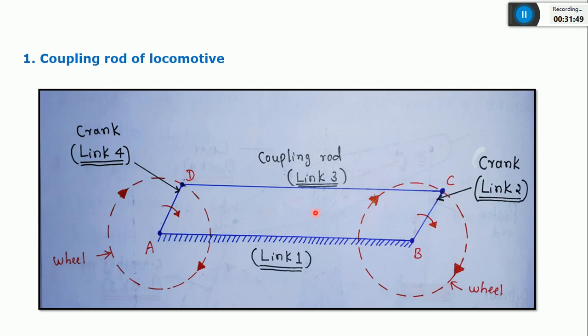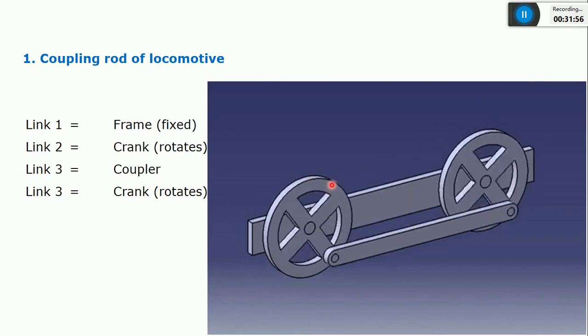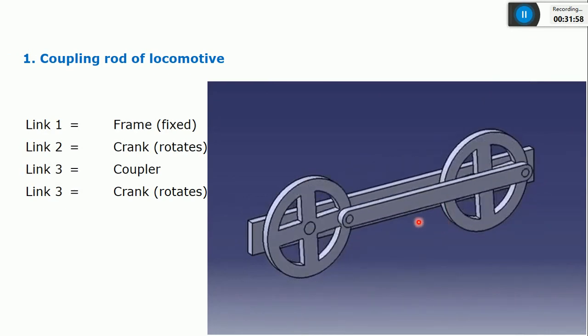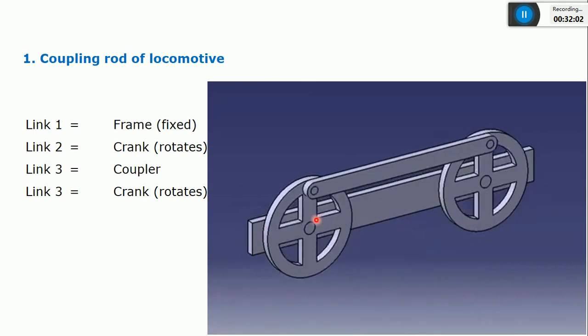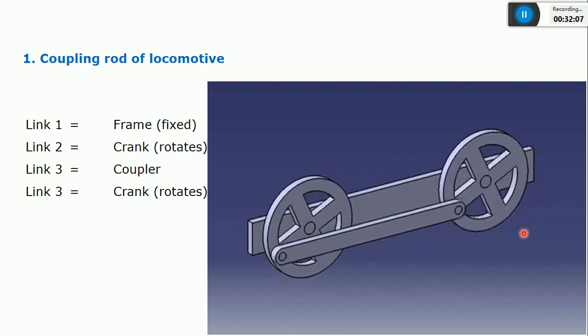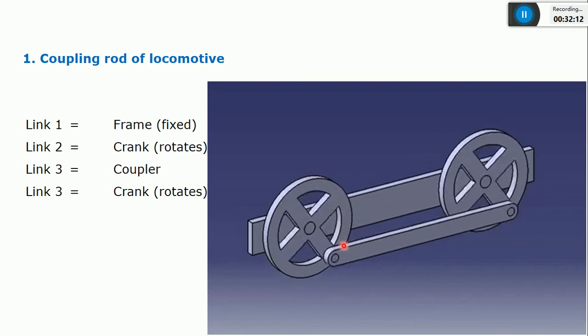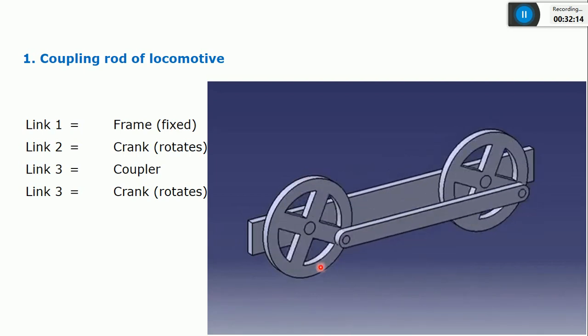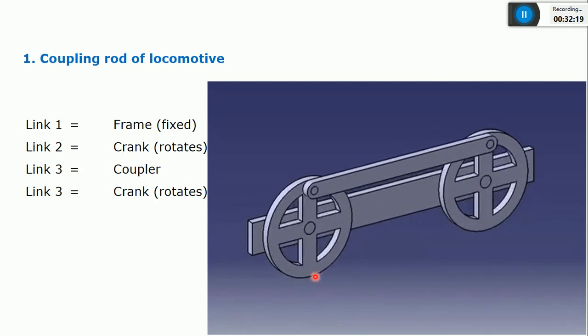I'll show an animation. Later you can take this picture. You can see the animation of this coupling rod of a locomotive. The rectangular element at the back is nothing but the frame, which is fixed. To that frame there are two wheels, which you can call cranks. Wheels are nothing but cranks. The rotating parts are always called a crank. These two wheels constitute two separate links.